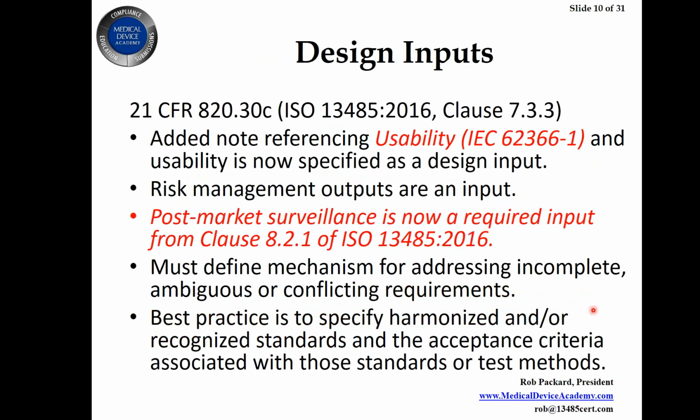And so what they're going to expect as one of your DHF items is a usability report. Risk management should also be an input. People say, well, how do I do the risk management? Because they're used to doing risk management for a technical file at the very end of the project, but they should be doing a hazard identification at the beginning of the project. I'll show that later. But that should be an input into their design process. And then post-market surveillance is now required as a design input, and that's from clause 8.2.1.